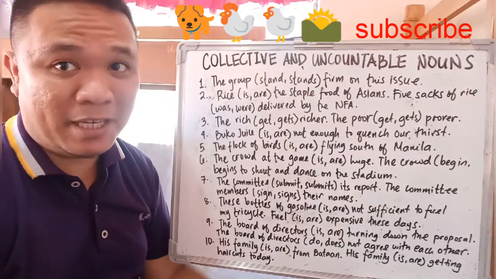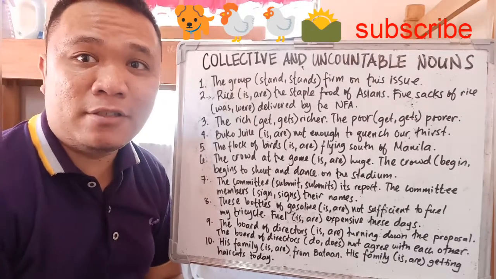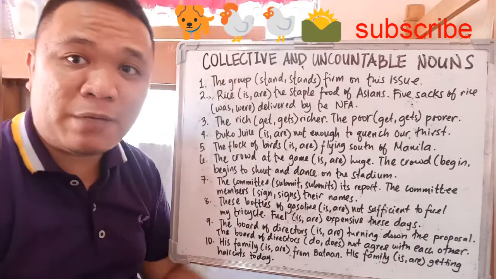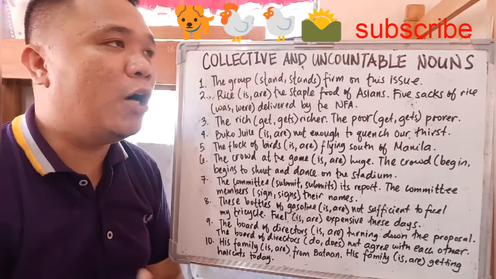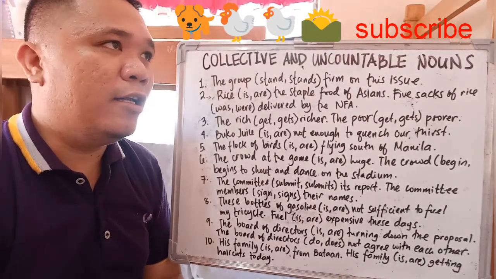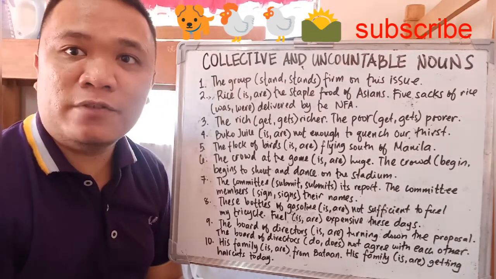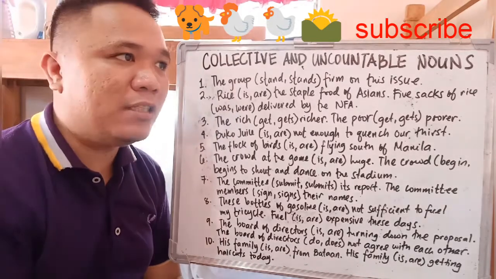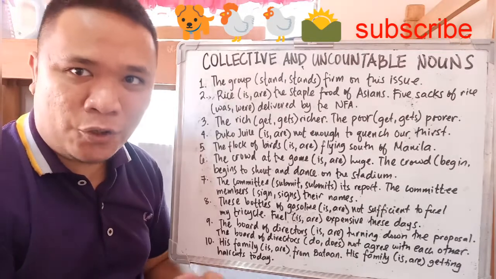So let's begin. What do you mean by collective and uncountable nouns? When you talk about collective, we're referring to a group of something or someone. For example, a group of lions, or a pack of wolves, or family, committee. So we're referring to a unit or a group.